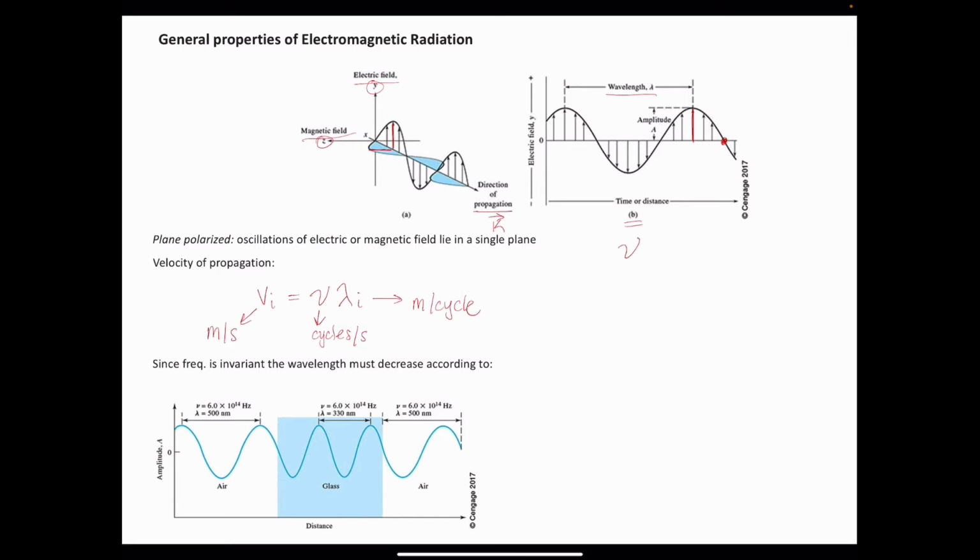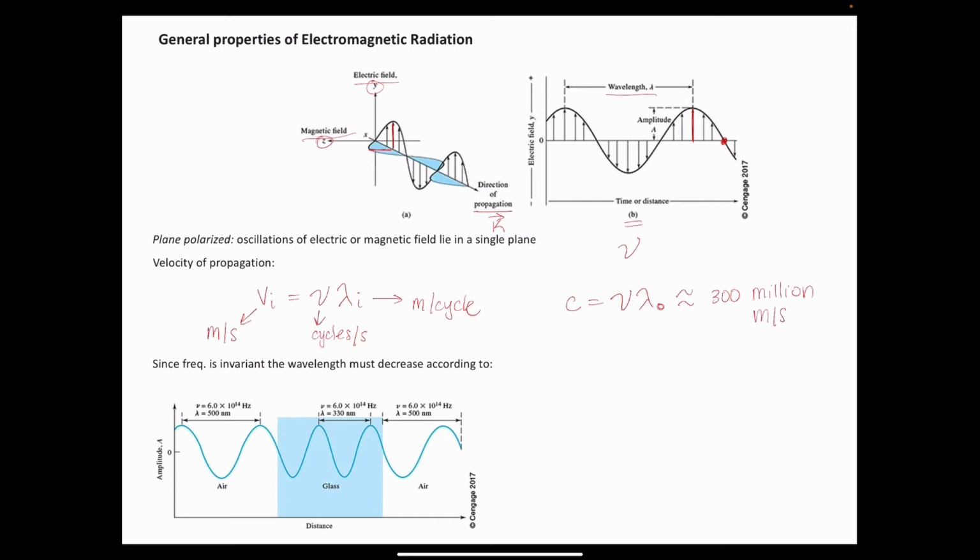In a vacuum, waves travel at their maximum velocity. And this is given by c. And it's related to the frequency and the wavelength, with the subscript 0 indicating that it's in a vacuum. And this is approximately equal to 300 million meters per second.